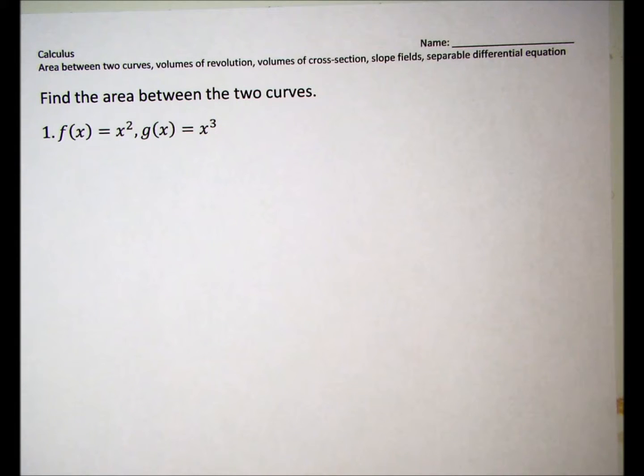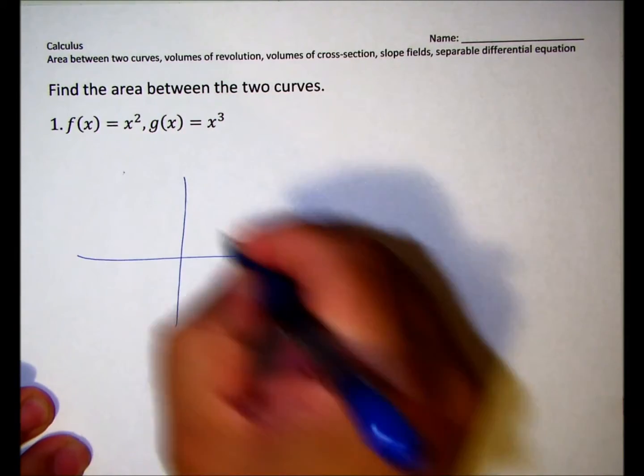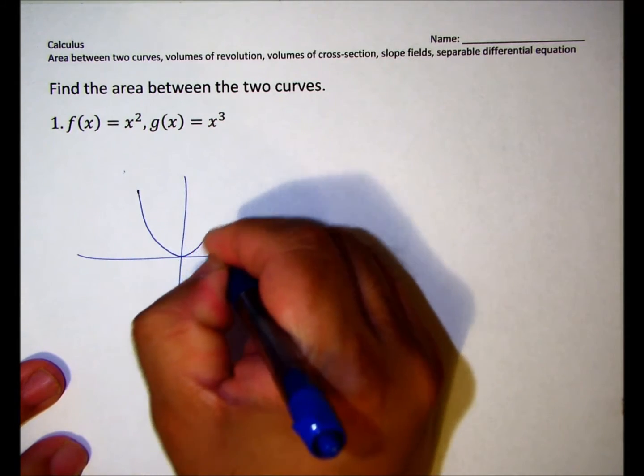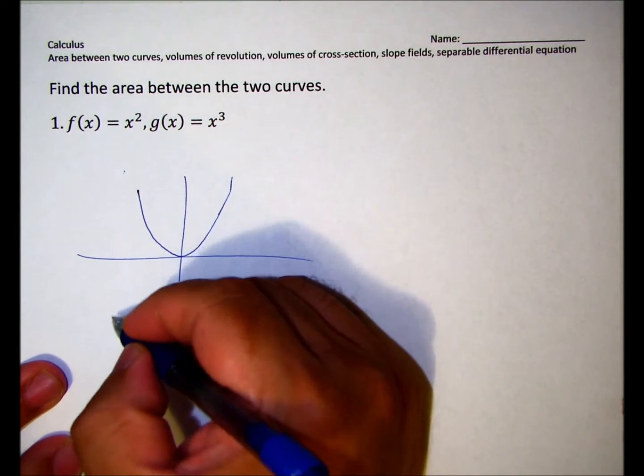Anyway, here we go. Number one, we're finding the area between the two curves. So in order to do this, you should sketch it. y equals x squared. Everybody should know what that looks like. And y equals x cubed.